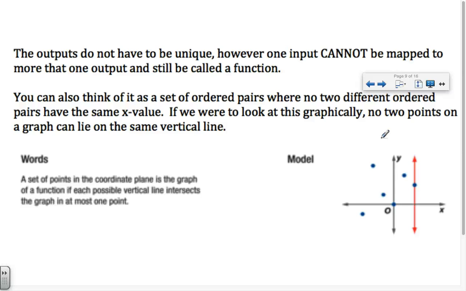So you can also think of this as a set of ordered pairs where no two different ordered pairs have the same x value. If we look at this graphically, which is probably the easiest way to look at it, no 2 points on a graph lie on the same vertical line. This is actually called the vertical line test. So this is probably going to be the easiest way for you to determine whether something is a function. You should be able to draw a vertical line anywhere in the function and see whether or not it passes through 2 points. So let's try an example of just determining whether something can be called a function.